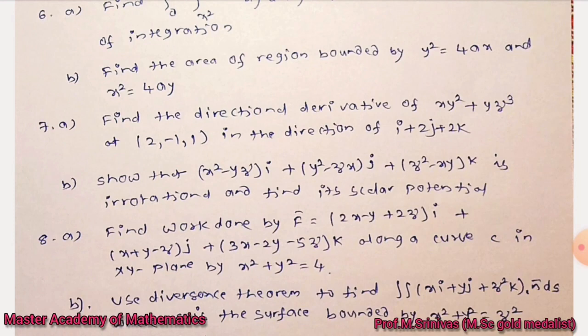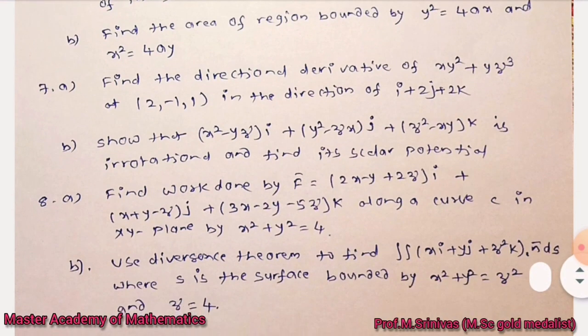7th B bit: show that (x square minus yz) i plus (y square minus zx) j plus (z square minus xy) k is irrotational and find its scalar potential. To verify whether it is irrotational or not, find the curl of the given vector point function. If it is equal to 0, we call it irrotational. Under that condition, you can find the scalar potential.